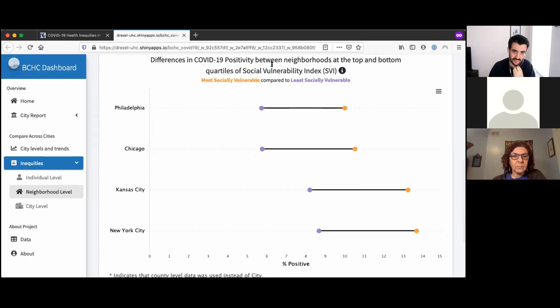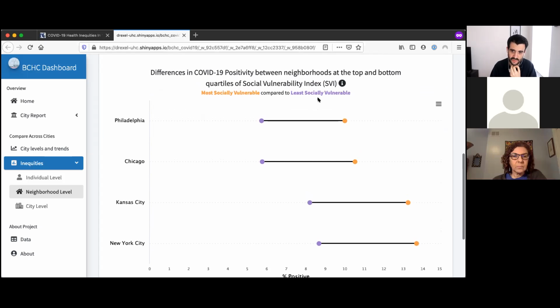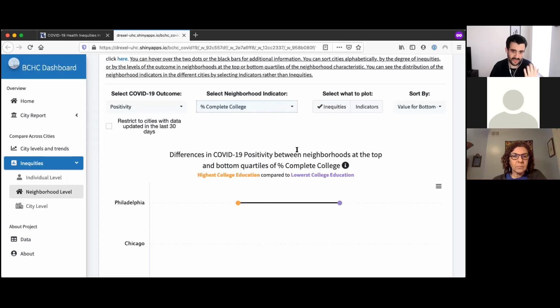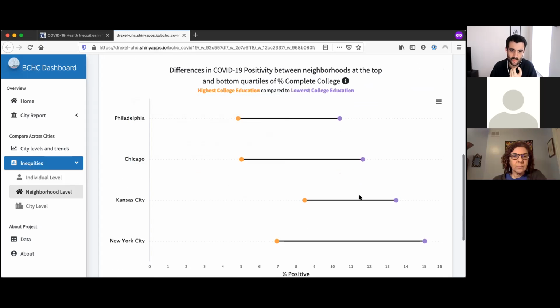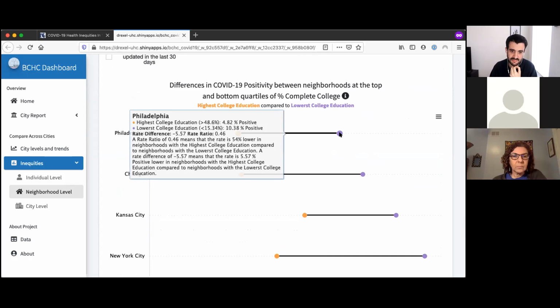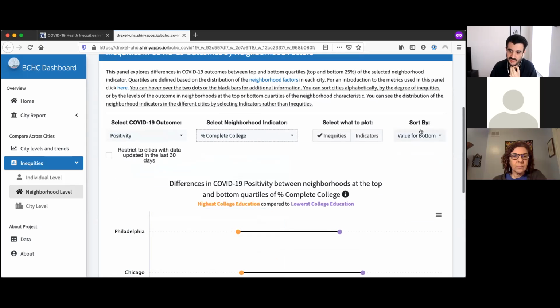There are far fewer cities that report that at the neighborhood level. But as you can see, consistently in all of these cities, neighborhoods with highest social vulnerability have way higher positivity than neighborhoods at the lower social vulnerability. And again, if you are interested, you can see all sorts of other indicators here, such as, for example, the proportion of people with completed college, in which case we find an inverted relationship. So the neighborhoods at the lowest levels of college education tend to have higher positivity than neighborhoods at the highest levels. And you can resort this by any aspect that you see on the figure.